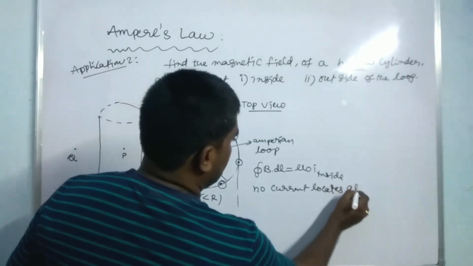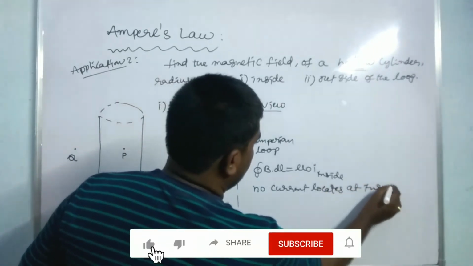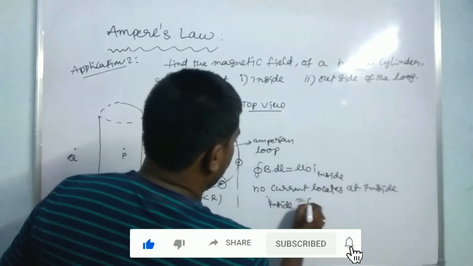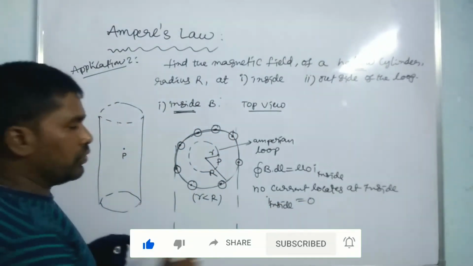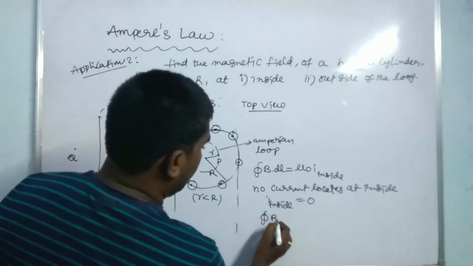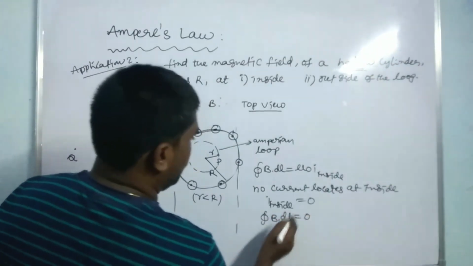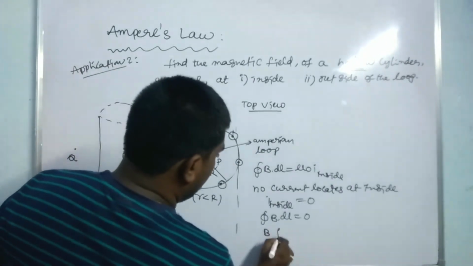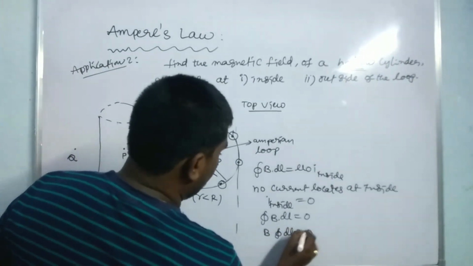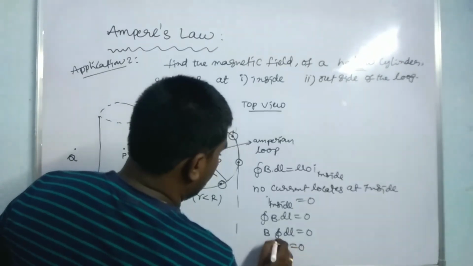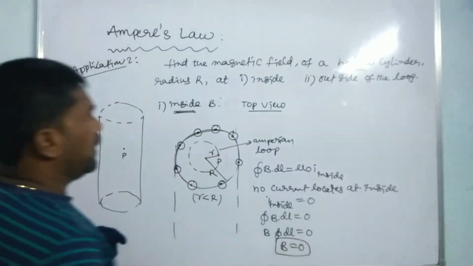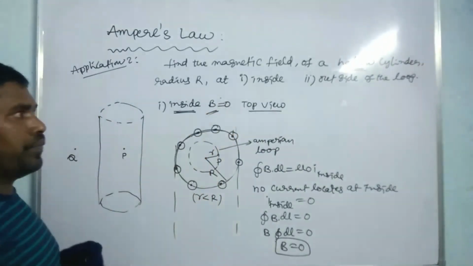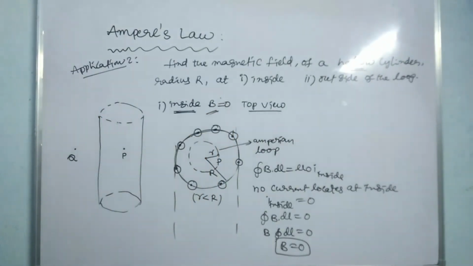I inside is equal to 0. Hence, you can write integral B dot dl equals 0. B times the circle integral of dl equals 0, so B is equal to 0. So the magnetic field inside is equal to 0.